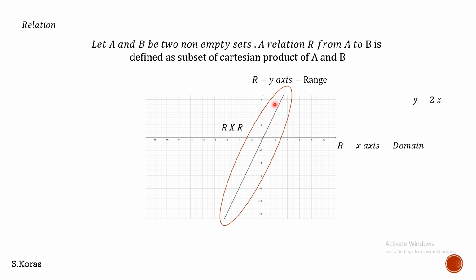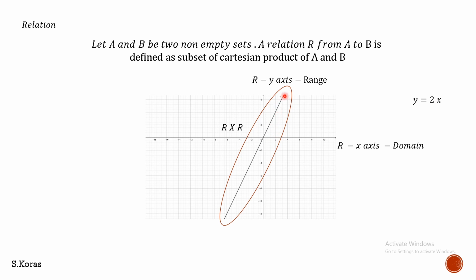So all the elements in the plane will be in R cross R. So this plane is our R cross R. Now if you define a relation, that is y is equal to 2x. Y is equal to 2x means if x takes 1, then y will be 2 into 1, that is y is equal to 2. So if x takes 1, y will be taking 2. If x takes 2, y will be taking 2 into 2, 4, like that.